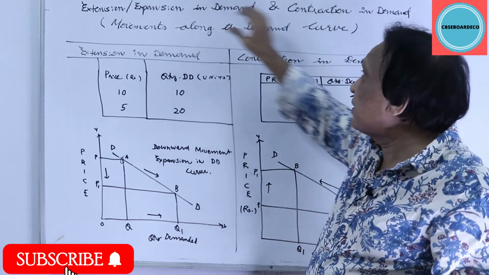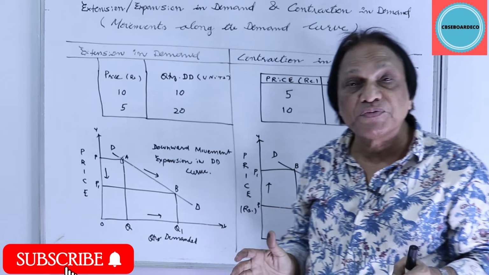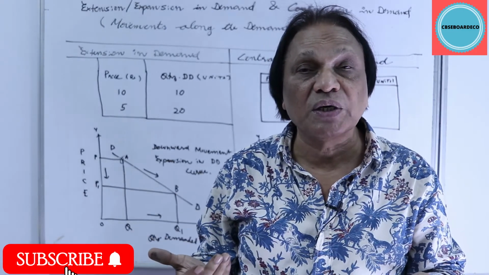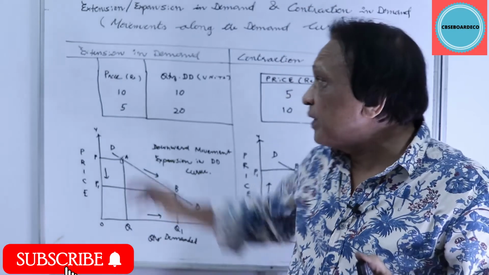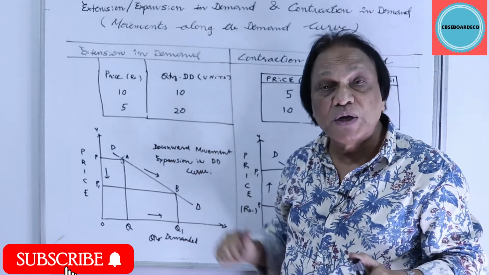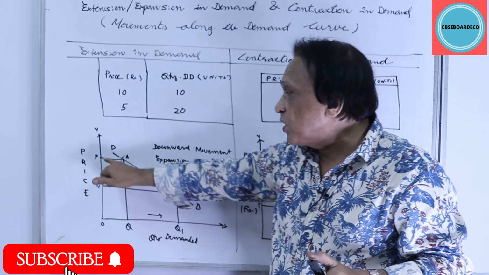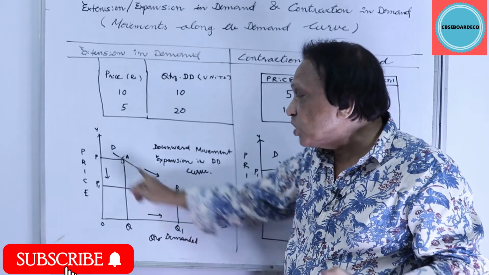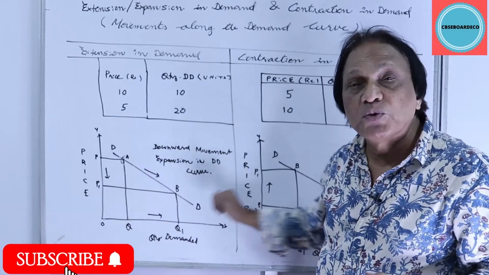Extension and contraction in demand takes place only because of changes in price. We call it movement because we move upwards or downwards along the same demand curve. What exactly is extension in demand? With the fall in price, if the quantity demanded goes up, that's called extension in demand. Price has come down from OP to OP1, quantity has gone up from Q to Q1. There is expansion along the demand curve from A to B.